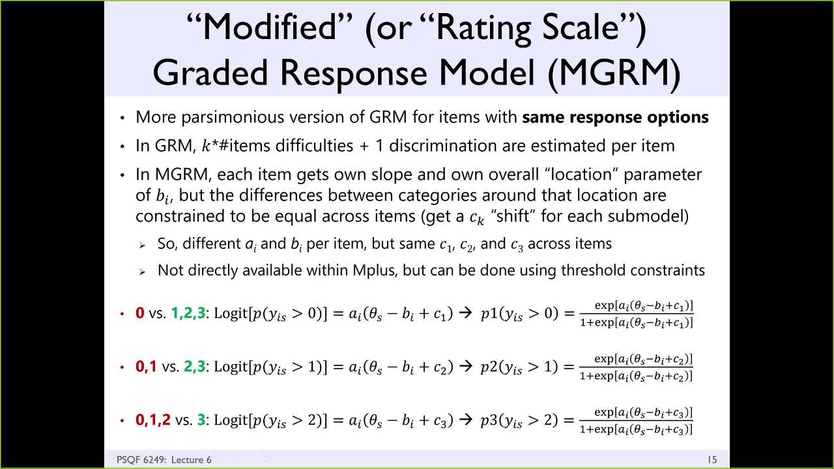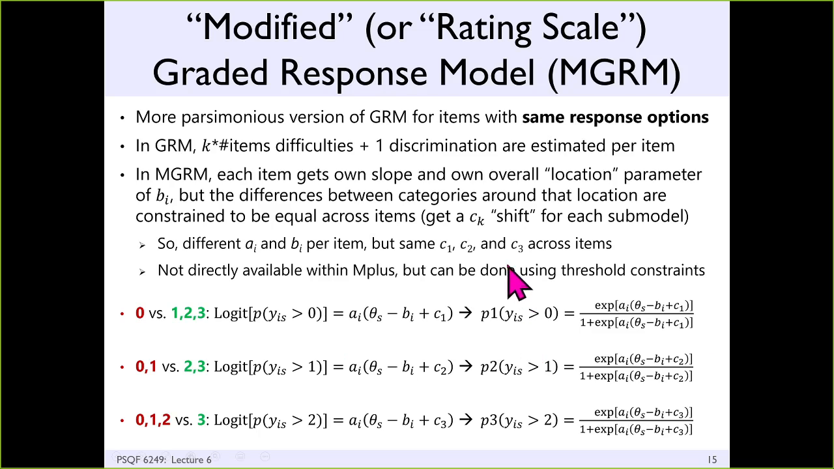So it's parameterized a little bit differently. Each item has a B value that describes its overall location, and that's separate across items, as well as potentially a separate A, although I think in many sources they constrain A to be the same too. And then we have these C things. These are like category shifts, and there's no I after them because they're constrained to be the same across items.